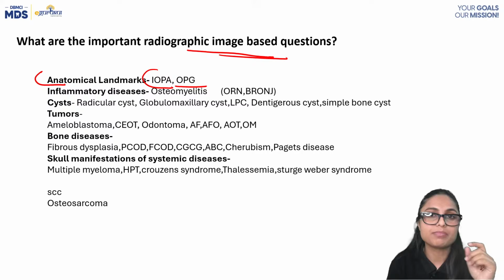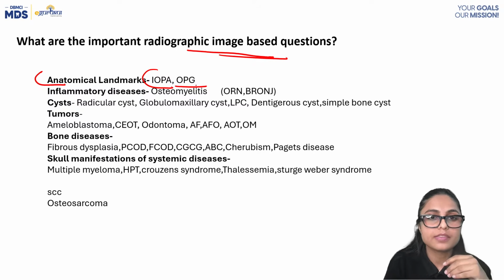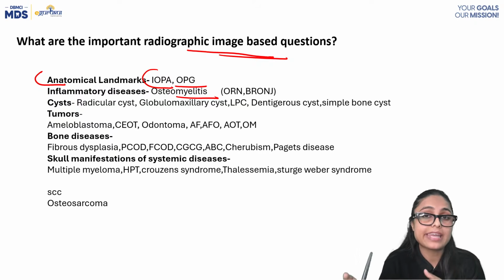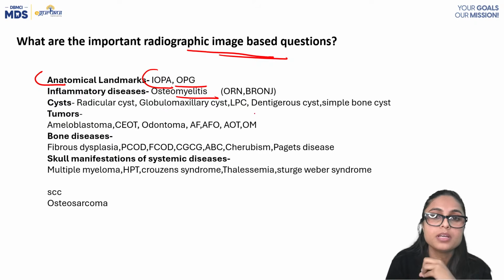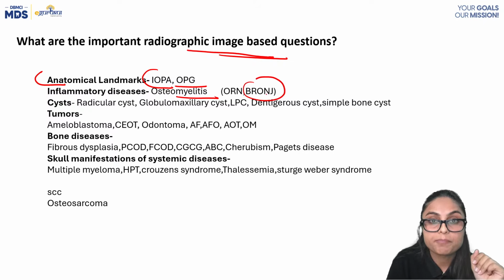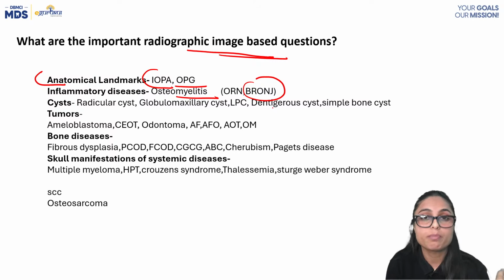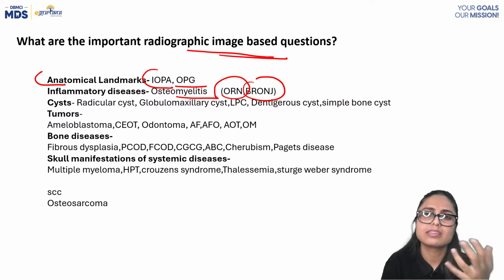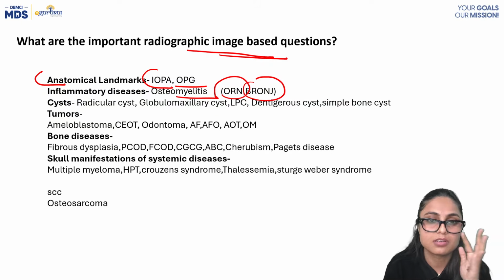Inflammatory diseases, the radiographic features that you see in osteomyelitis. Osteomyelitis is common and frequently asked, but if they take a question from a rare topic, so BRONJ is one of the rare topics. They can pick a question from here. Or osteoradionecrosis. This is also a commonly or frequently asked topic.